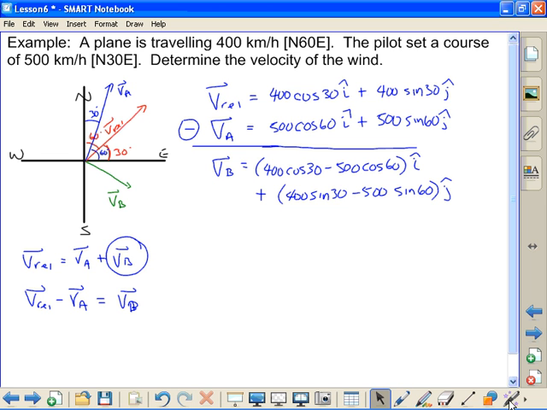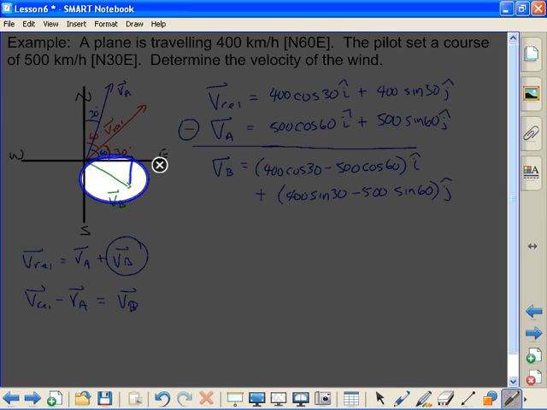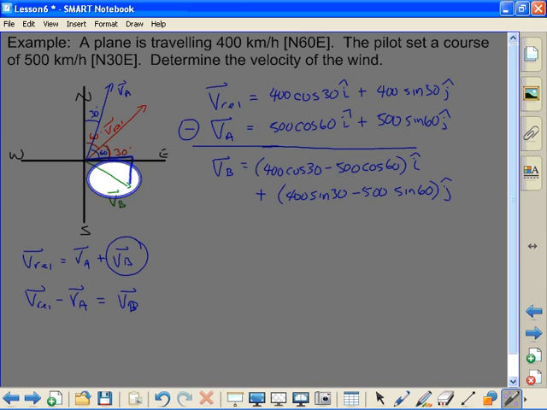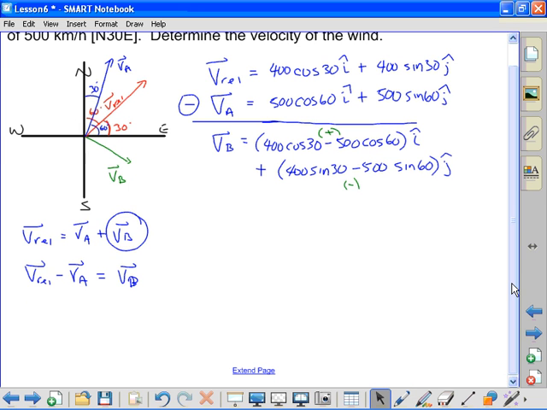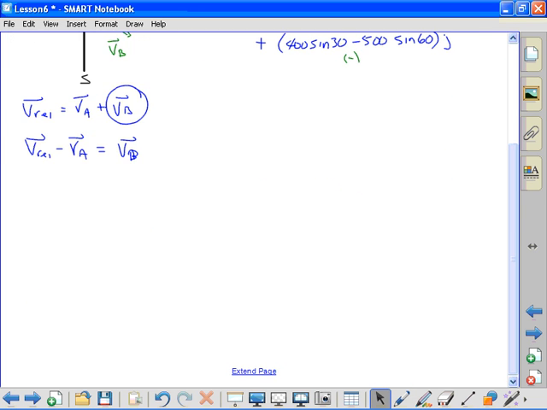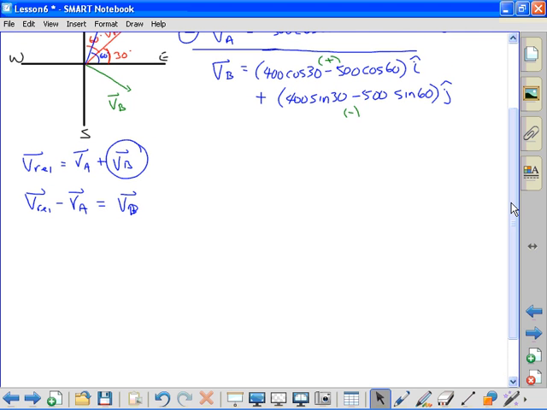Now I've already predicted that it's going to be in this area here. So I know that my x component will be a positive value, my y component will be negative. Remember, when you're looking for the velocity of the wind, that means you have to find both magnitude and direction. So the magnitude of VB is the square root of the information there. Again, you don't have to worry about pulling out the calculator.